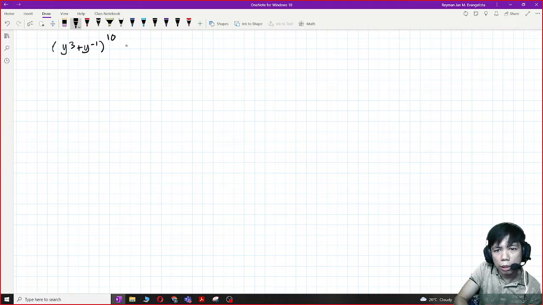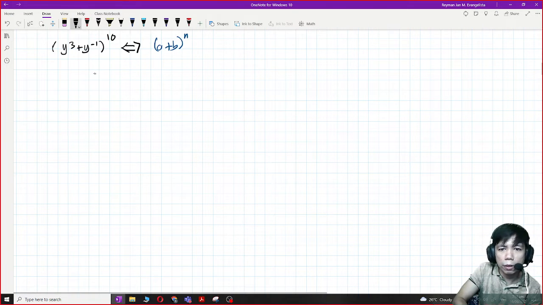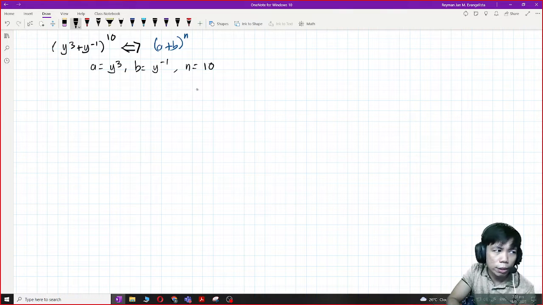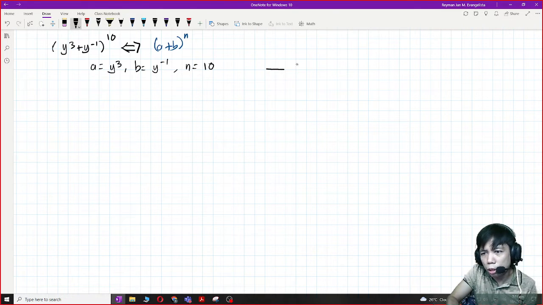Okay? So, pag kinumpara mo siya, guys, doon sa ating given na general formula na a plus b, okay, raised to n. Ibig sabihin yan, yung ating a is y cube. Yung ating b is y raised to negative 1. And our n is 10. Okay? Compare-compare lang na. Ngayon, guys, ang hinahanap kasi yung term daw na merong y squared. So, parang ganito yan. Parang merong kanyang coefficient, tapos yung kanyang variable na katabi is y squared.